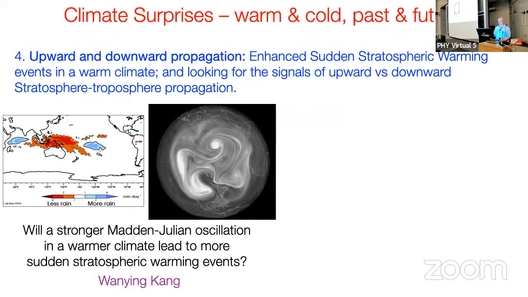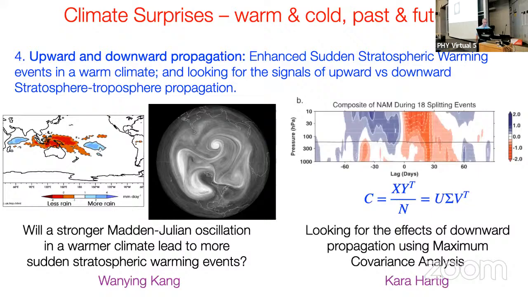And then yesterday was the interaction between the Madden-Julian oscillations in the tropics, in the troposphere, and sudden stratospheric warming events. And maybe, as predicted by Waning in her PhD thesis, maybe when the MJO gets stronger in a warmer climate, there would be more of these sudden stratospheric warmings.